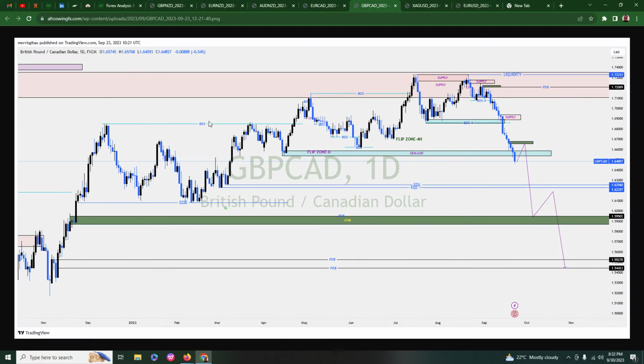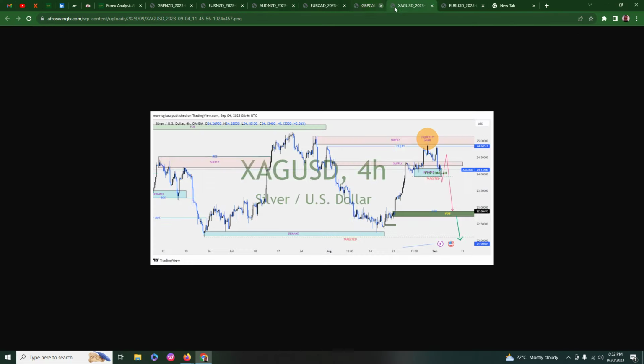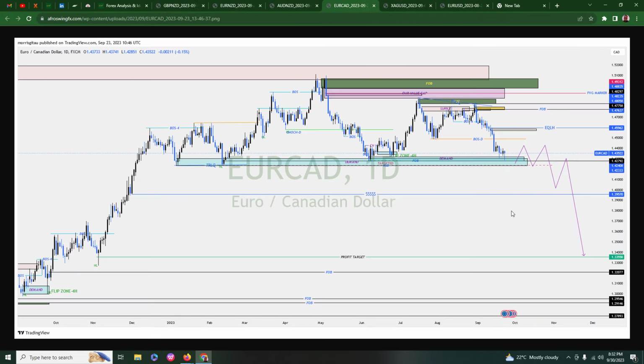And then the next in line will be Euro Canadian. So once I'm done with that, let's take Euro Canadian. So this was the chart on September 23rd. September 23rd, we were looking for a consolidation and then a break to the downside. And we were targeting a level of 1.39. There's a liquidity there. And then we're also targeting the levels of 1.3355. That is our profit target.